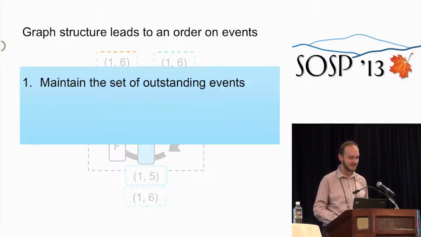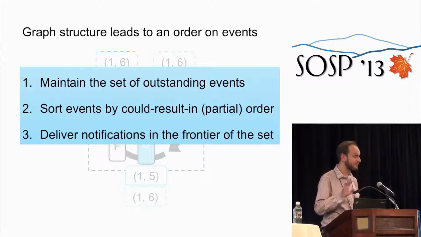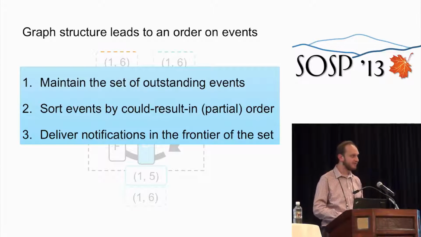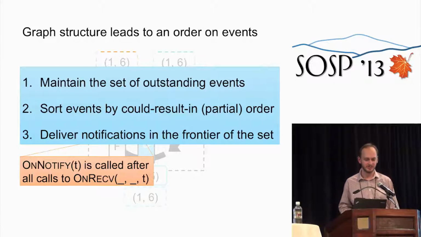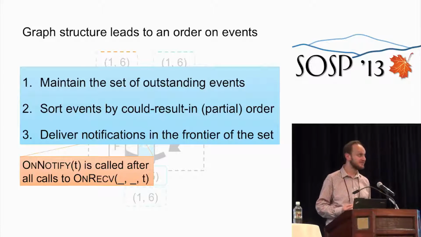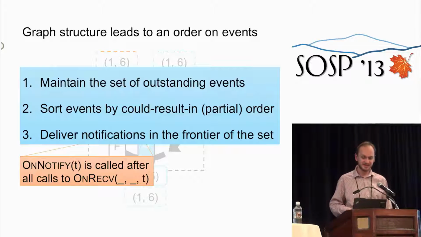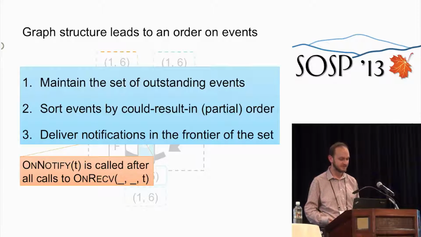And once we have this order, the basic algorithm is very simple. We just maintain the set of outstanding events, order them according to the could-result-in order, which is actually a partial order because we can have some task parallelism in the dataflow graph, and then compute the frontier, or minimal antichain, of these least elements in the set, the elements that have no predecessor in the could-result-in order. So any notification in the frontier is thereby safe to deliver. Remember, onNotify is called only after all calls to onReceive at the same time or earlier have been delivered to that vertex. And so if the notification is in the frontier, this means that nothing precedes it, and therefore it's safe for the scheduler to go on and deliver it.